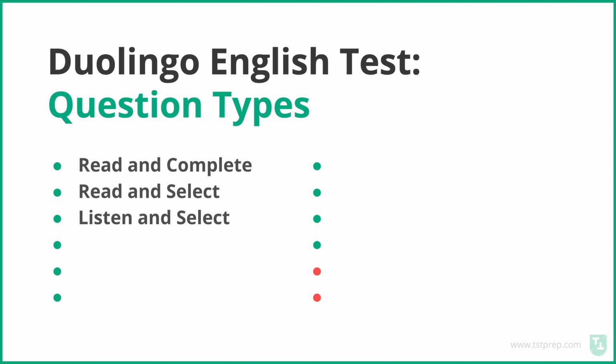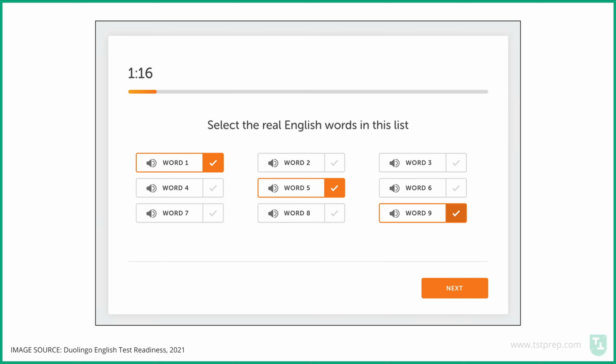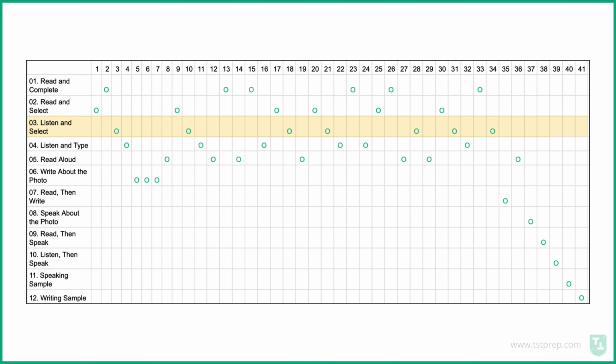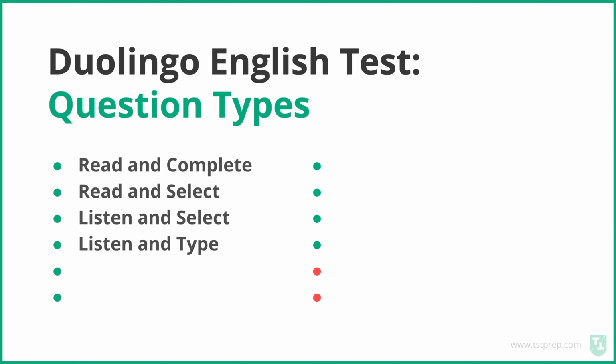Next one is listen and select. These questions are similar to read and select, but instead of reading a word, you listen to a word. You listen to 9 words and you have to decide which ones are correct. It is on the test like this, spread out throughout the test. And you can expect around 6 questions that are listen and select. And again, this is an adaptive question. It will get harder if you do well.